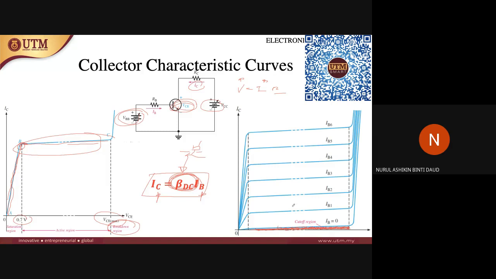So when IB is 0, this is the value of IC. When you gradually increase the value of IB, let's say this is IB1, IB2, IB3, IB4, IB5, IB6, you can see that the value of IC also increases, and the graph from point A to point B has a sharp slope, a sharp gradient.